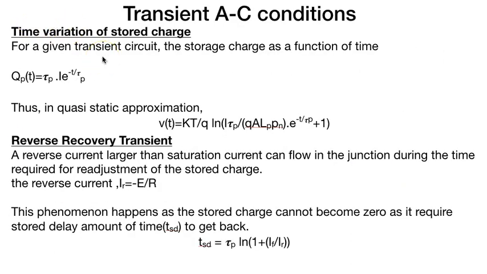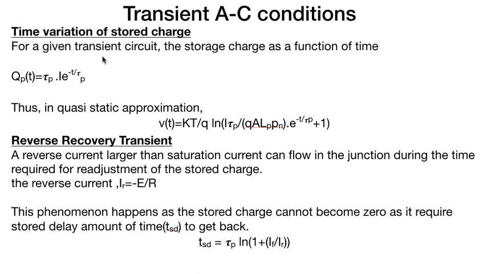For the AC case, if we wish to calculate the stored charge as a function of time, then Qp(t) is tau p into I e to the power minus t by tau p. In quasi-static approximation, Vt is KT by Q natural log of I tau p over Q A L p p_n e to the power minus t by tau p plus 1.